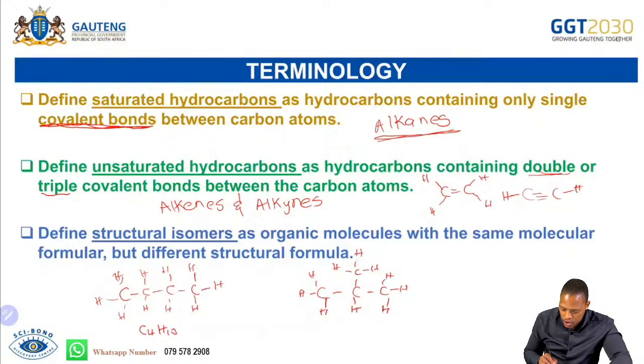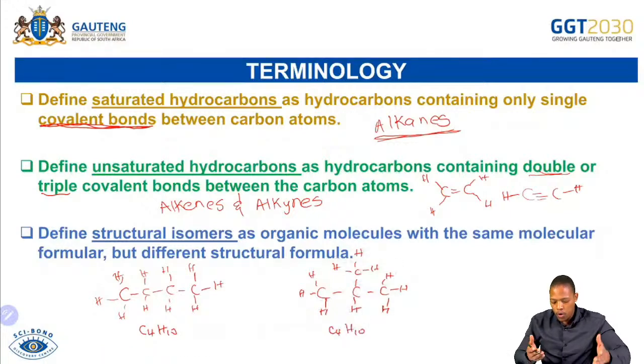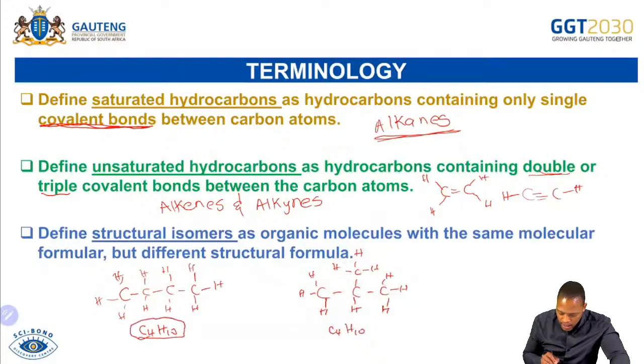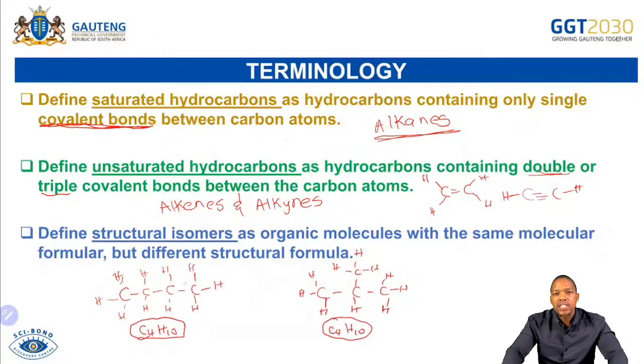And then let's look at the molecular formula for this structure. It will be C4 again, because 1, 2, 3, 4, okay? And then let's look at the hydrogens, 1, 2, 3, 4, 5, 6, 7, 8, 9, 10, also H10. But when you look at the two structures, they are not the same. But what is the same about these two organic compounds? They have the same molecular formula, but different structural formula.